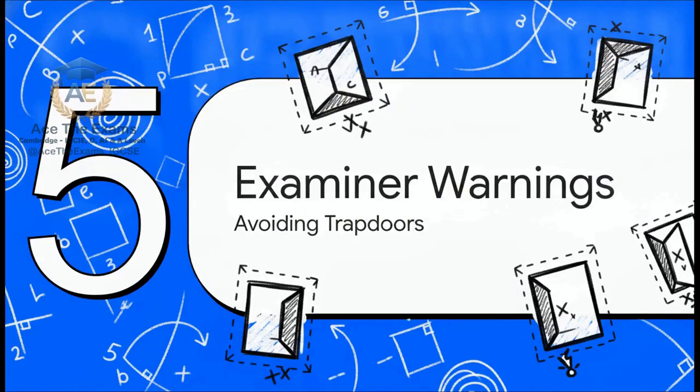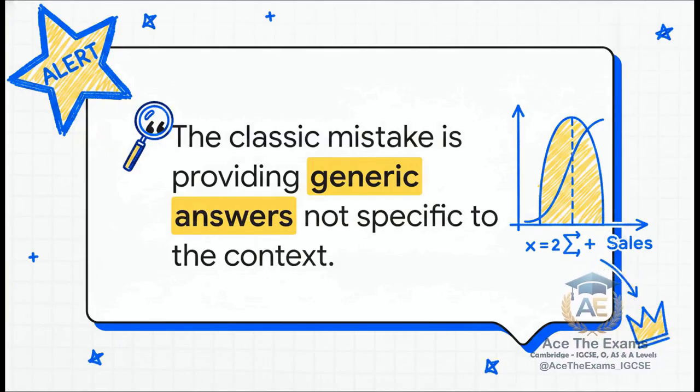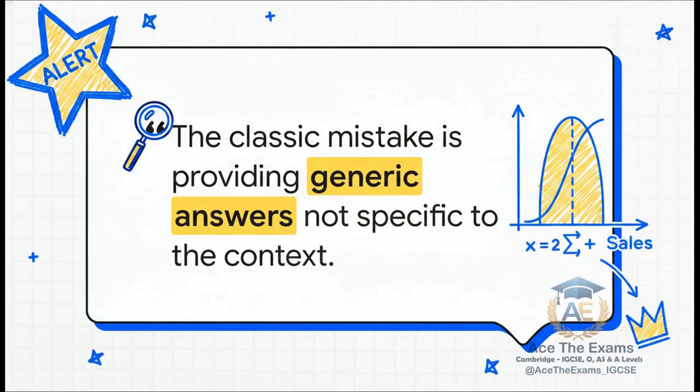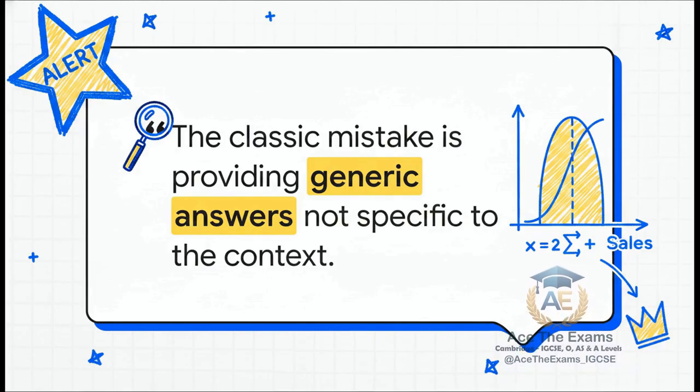Section 5. Top Examiner Warnings. Avoiding the trapdoors. Let's look at the final system. We have dug incredibly deep into the Cambridge Principal Examiner reports for quadratics and completing the square to find specific data about student mistakes. These are the trapdoors that catch thousands of students every single year. You need to know exactly where they are so you can confidently step right around them.